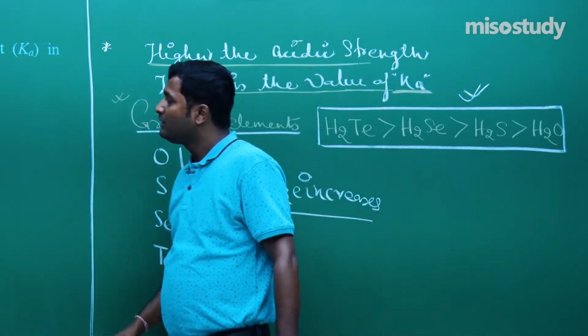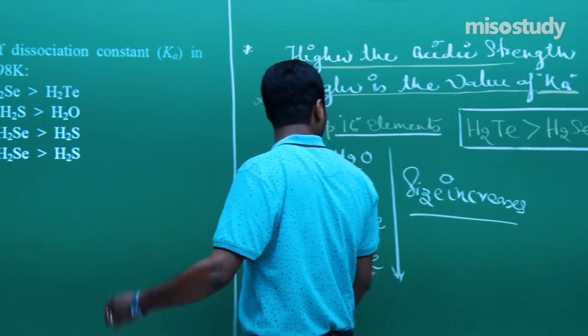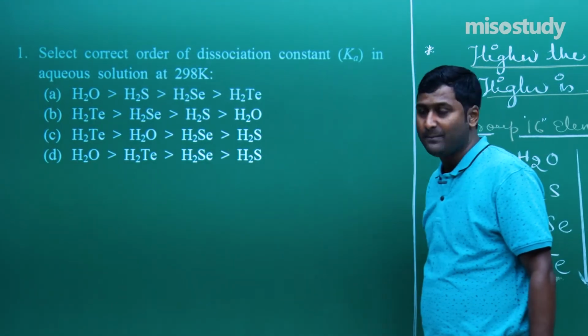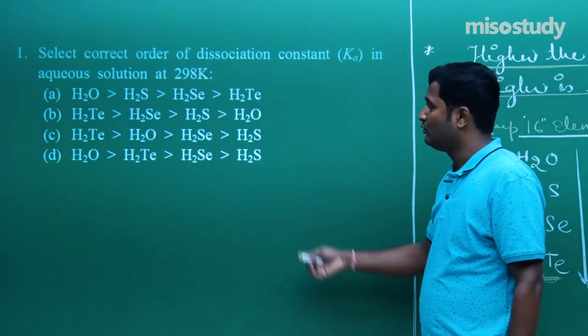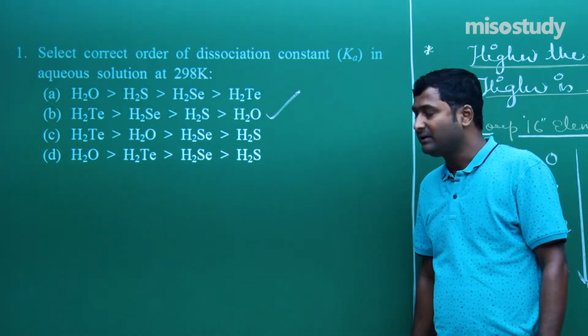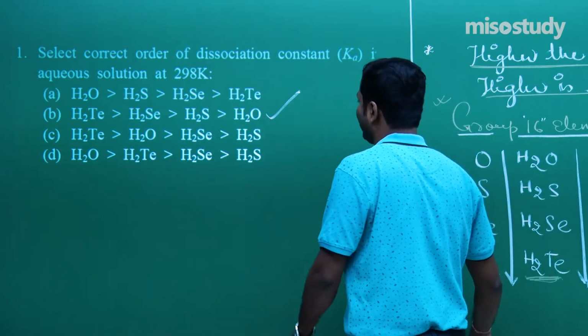Now moving here, check out which is the correct option. So in this case, H2Te, H2Se, H2S and H2O. So for this question, B is the correct option. Clear friends? Now let's move to the next question.